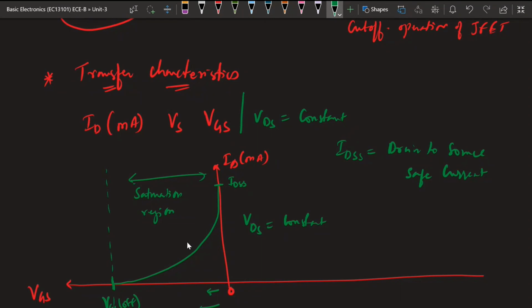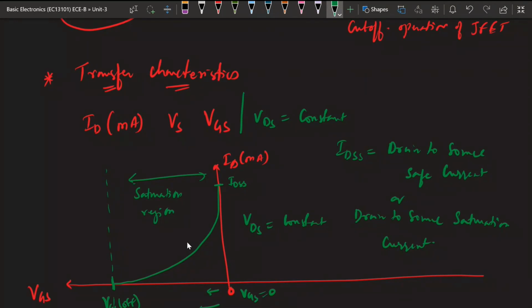Safe current means this is the current that can pass safely through the JFET. It is also called drain to source saturation current. Drain to source safe current, or drain to source saturation current. And this only takes place when VGS equals 0.